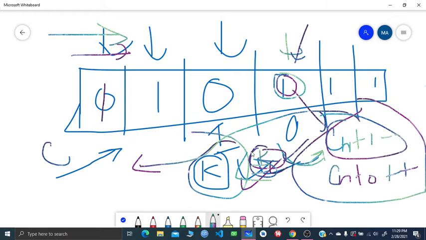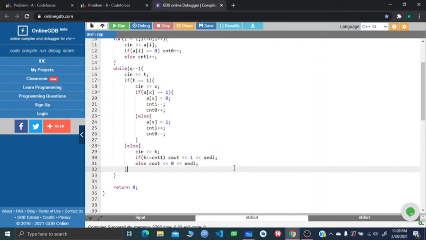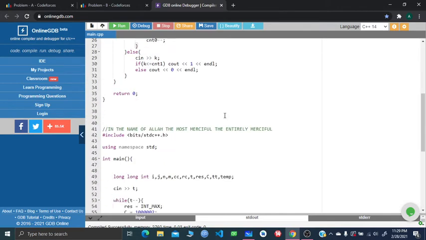But if k becomes greater than cnt1, then it does not belong to the team of 1. It does belong to the team of 0. So the answer will be 0. That's exactly what we did. Easy, straightforward code, nothing complex. So let's move to problem B.